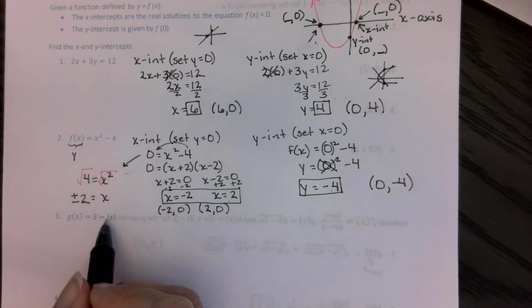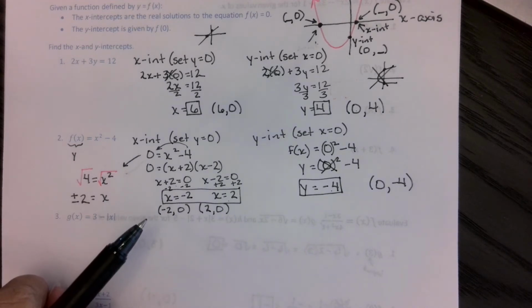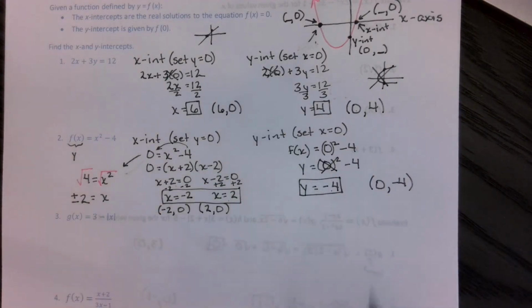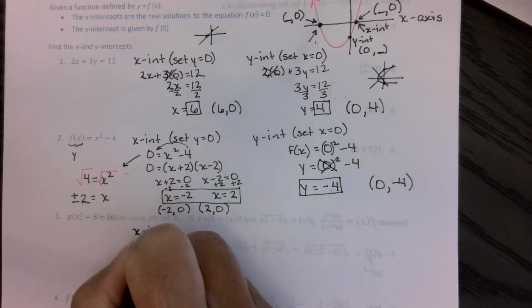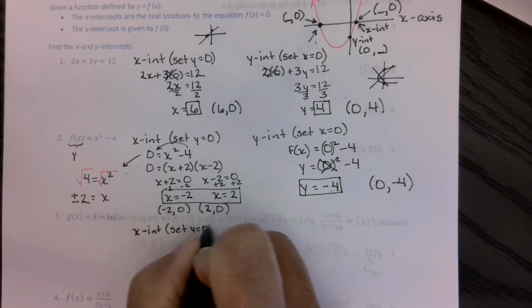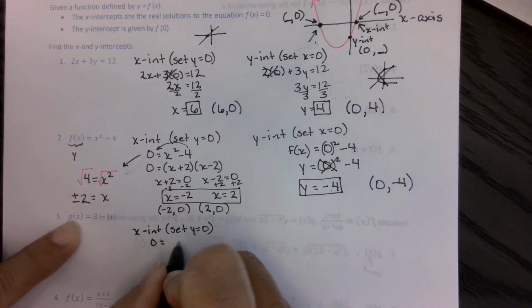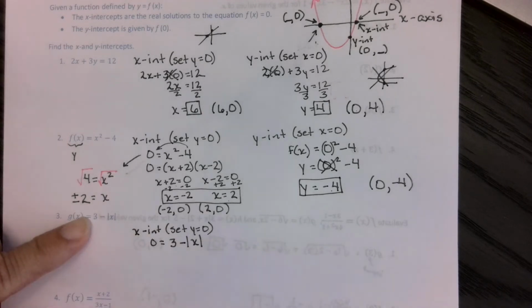Okay, here, when you are working with absolute values, you've got to isolate them. You've got to get them by themselves, okay? Or actually in this case, never mind, we're not solving for them yet. Let's see how this goes. X-intercept, again, you're going to set y equals 0. So I'm going to put 0 here equals 3 minus the absolute value of x.